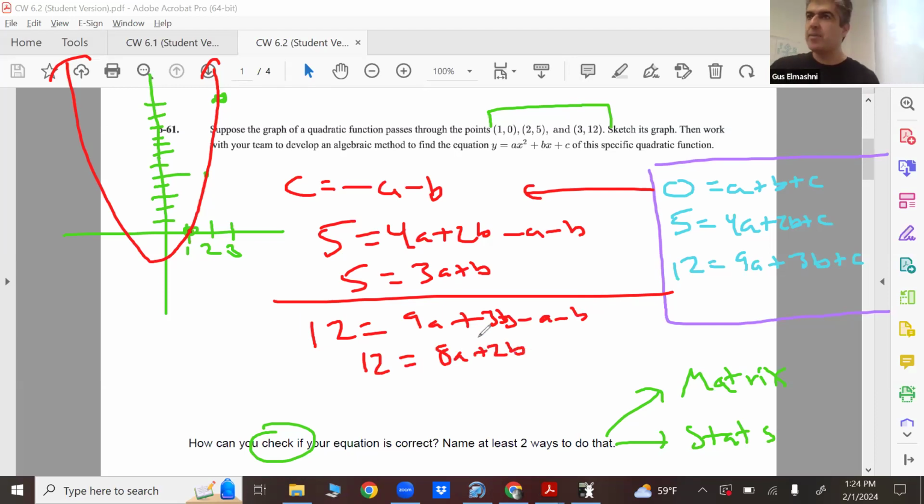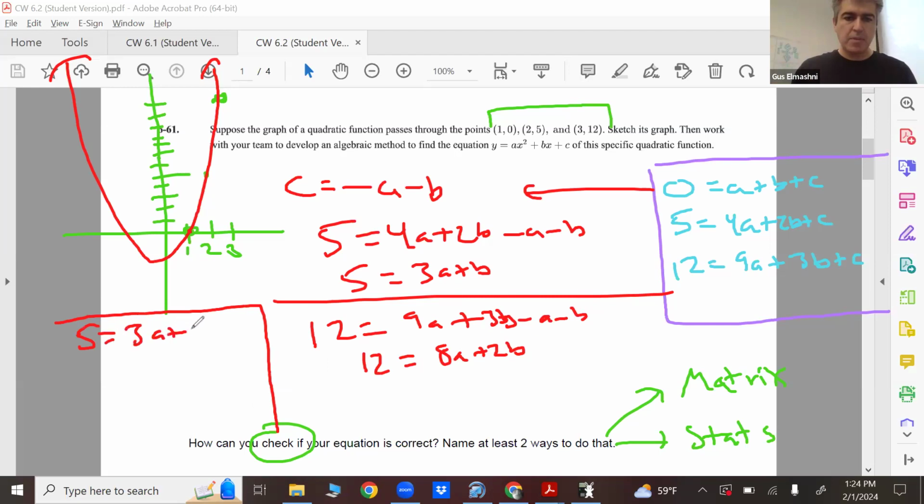So I've now trimmed down the equations from 3 to 2, right? Again, you can substitute for a or b, but I think just the math would have been easier just to replace c, right? Okay, now I'll do it off to the side here because I'm running out of space. 5 equals 3a plus b. 12 will equal 8a plus 2b. I'm going to do elimination. That might be the best route here.